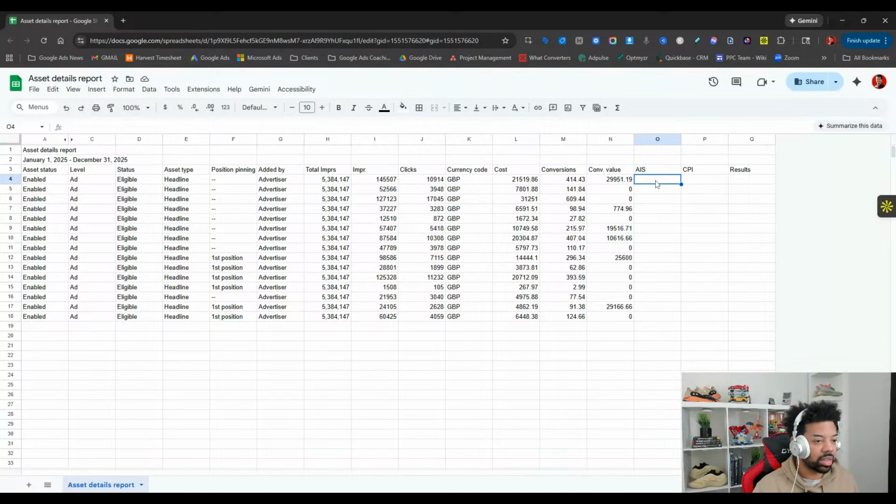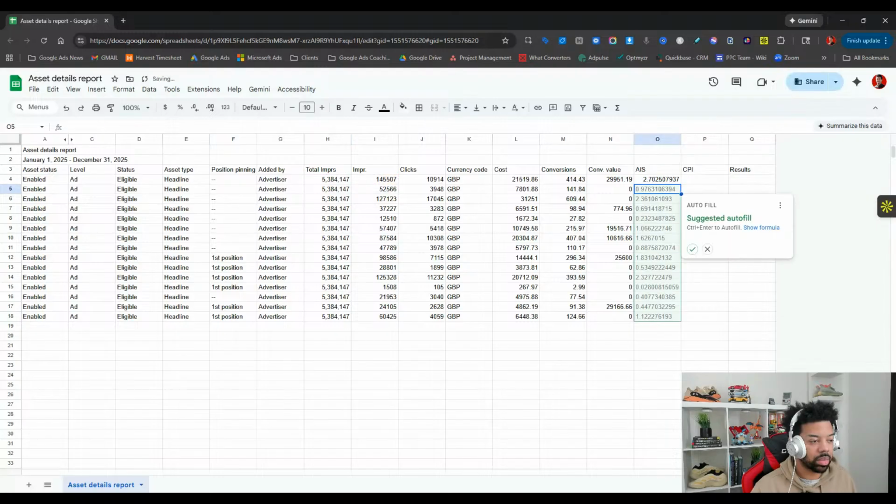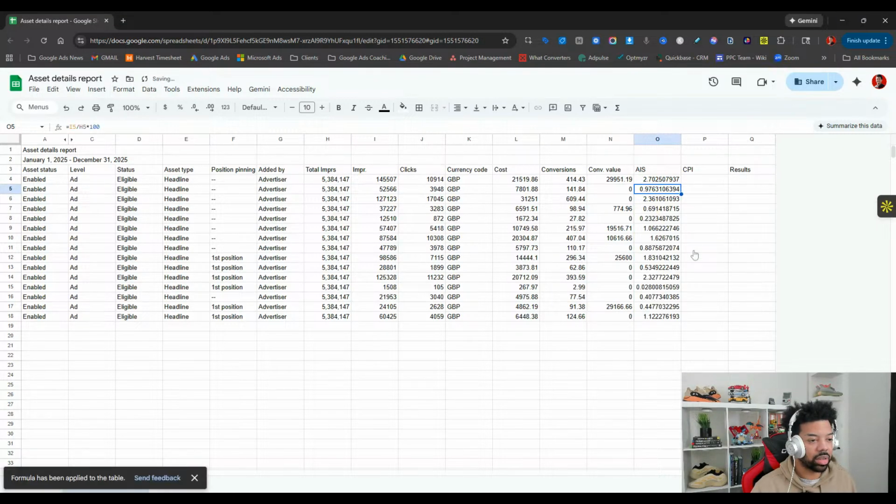So for AIS, I'm going to put in equals this one divided by the total, and then multiply that by 100. And then it's going to formulate for everything else.